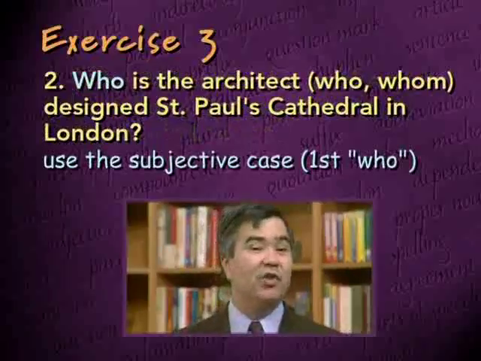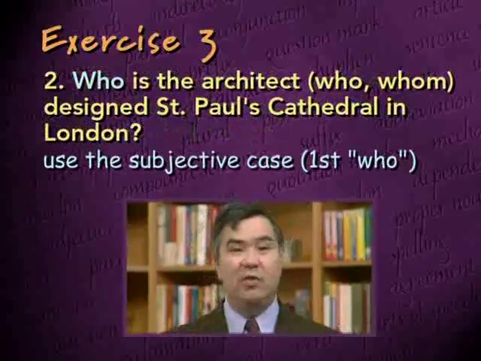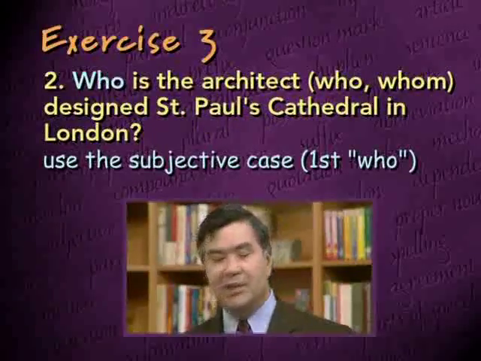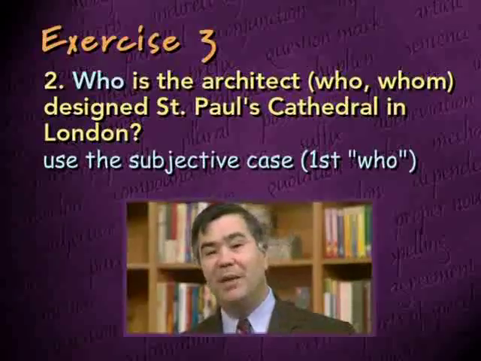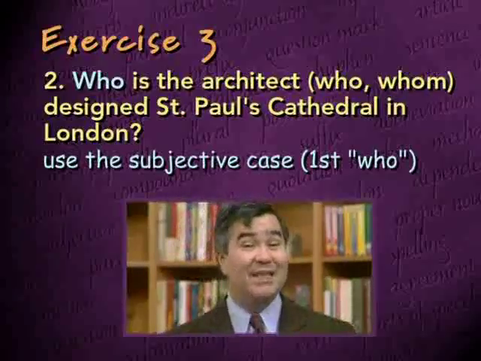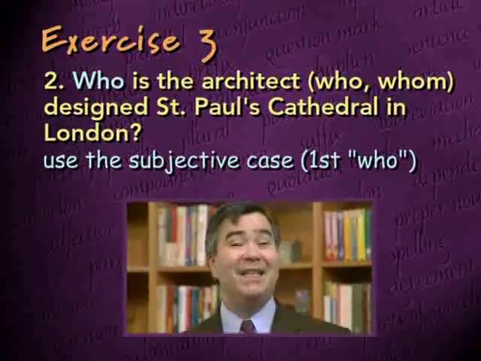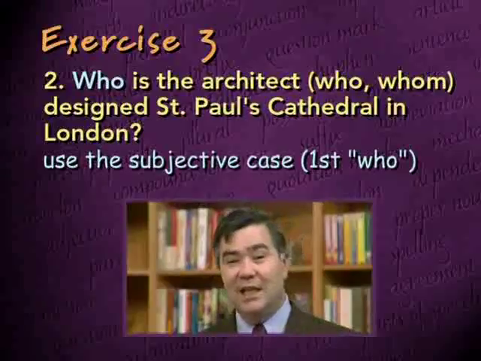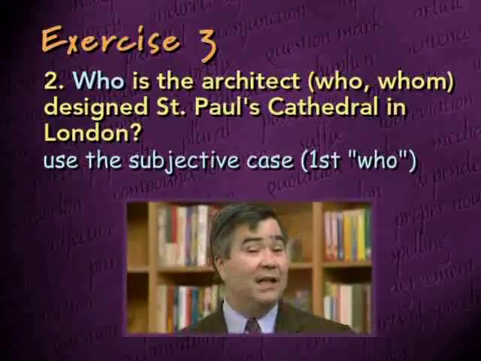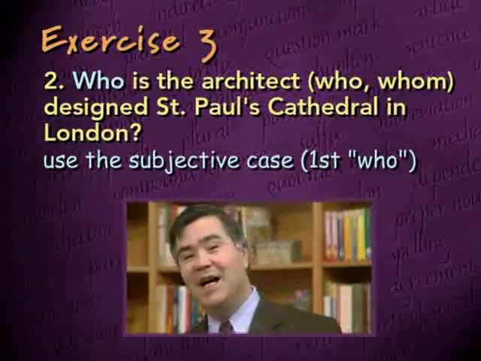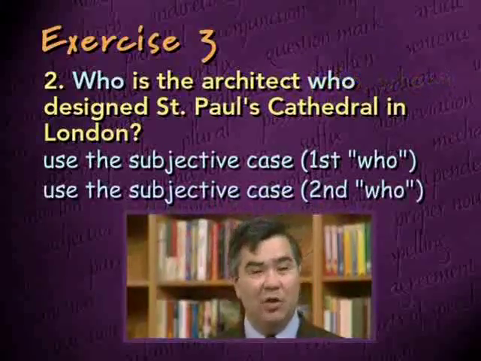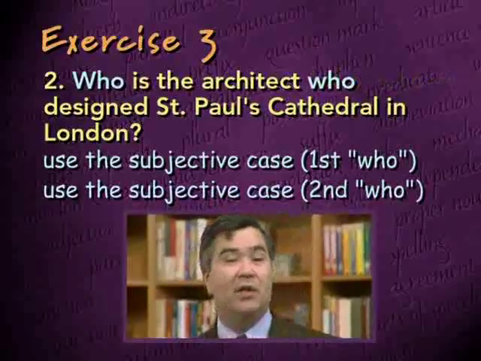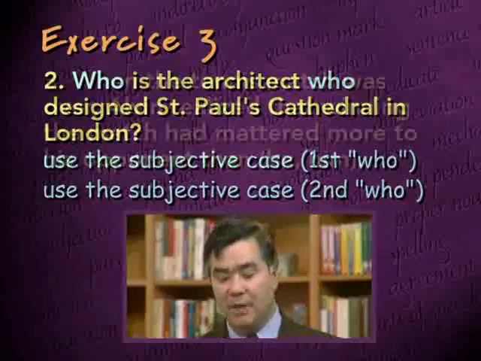Now let's look at the relative clause introduced by the other who or whom pronoun. Who or whom designed St. Paul's Cathedral in London? What's the verb in that clause? Well, the verb is "designed." And what's the subject of the verb "designed"? Who or what did the designing? Well, again, the pronoun who is actually the subject of the verb "designed." Since who is the subject of the verb "designed," it should be in the subjective case, who. So the sentence would correctly read, who is the architect who designed St. Paul's Cathedral in London? Next example.